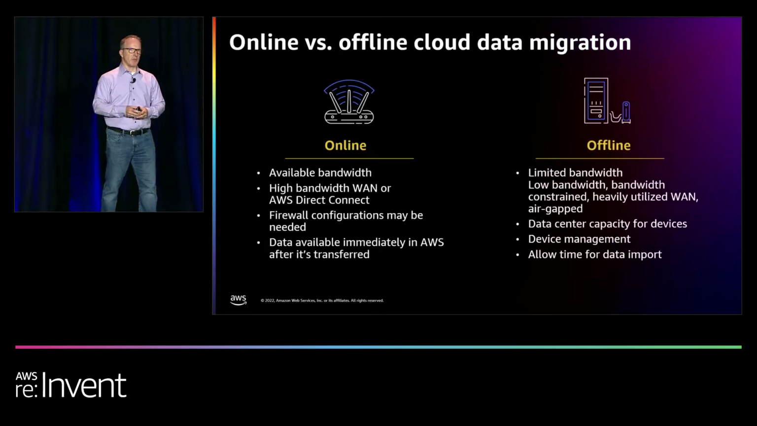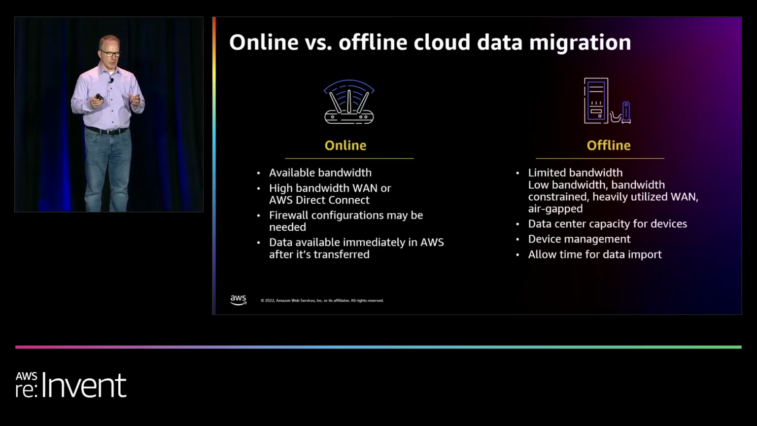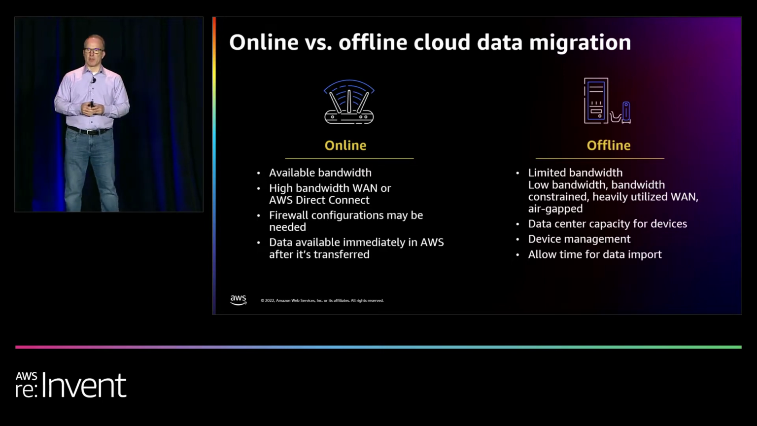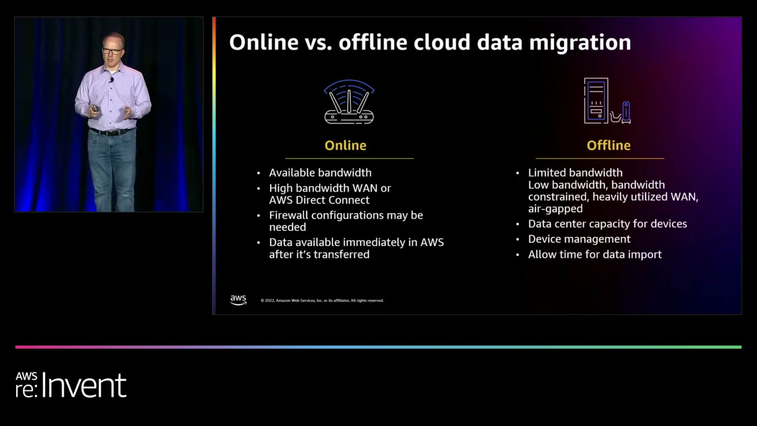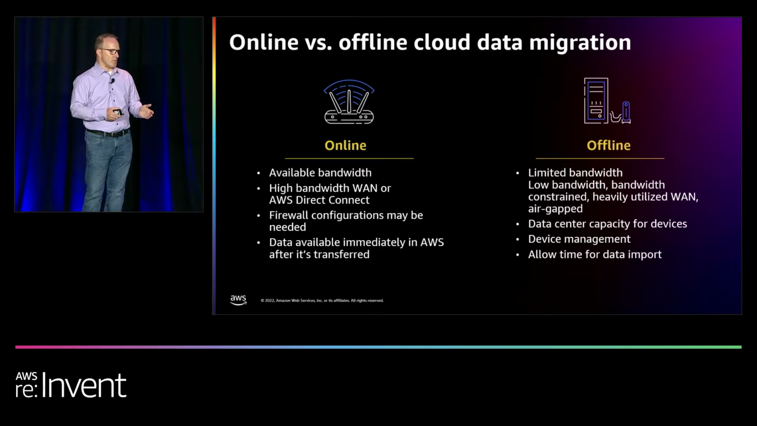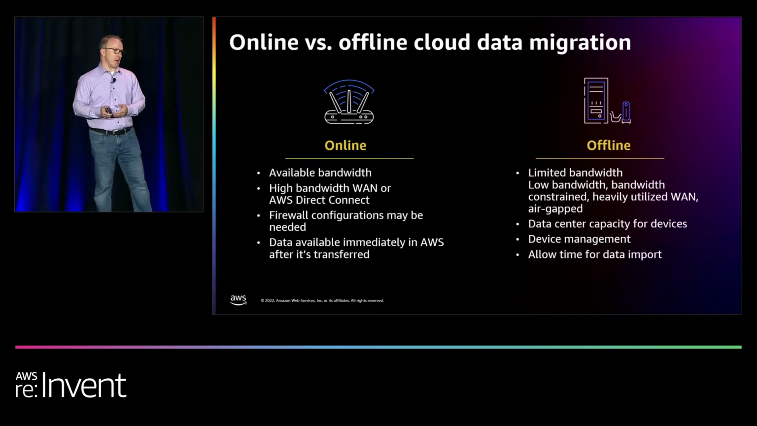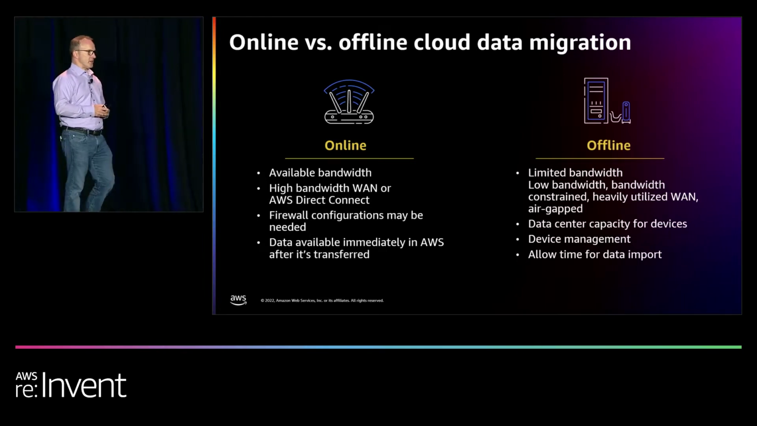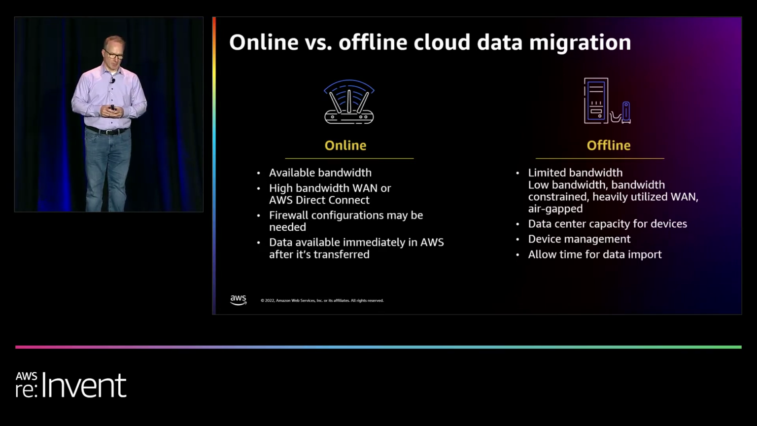So when you're thinking about online and offline, one of the first things you need to think about is your available bandwidth. And the key word there is available. Your company may have strong network available or strong connections to the internet, but the question is how much of that's available to you for this migration exercise? And do you want to allocate that much of your bandwidth for this activity? That's a key consideration when you're considering using something like DataSync to move your data online.